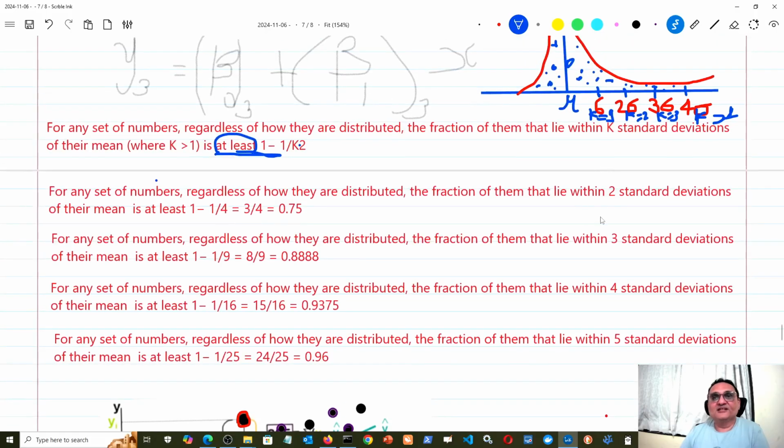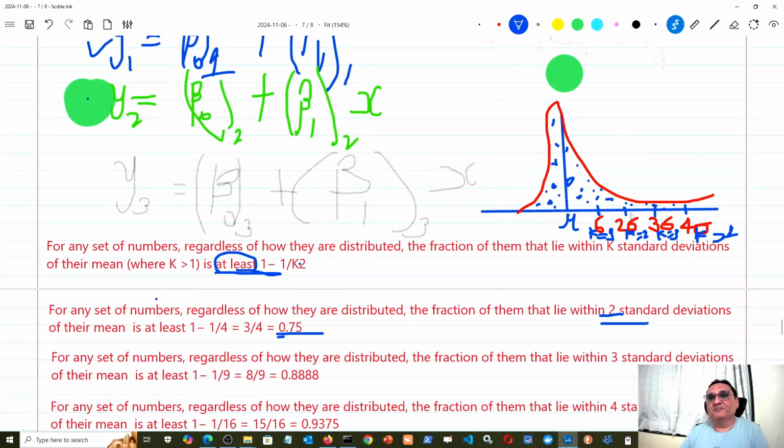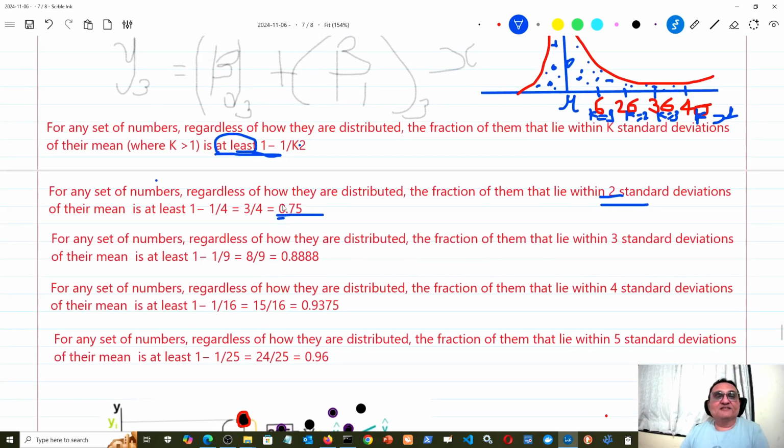For example, if someone asks what fraction will be enclosed within 2 standard deviation distance, then I will write that it is 1 minus 1 upon 2 square. So k is equal to 2 here, 2 square is 4. So 1 minus 1 by 4, that is 3 by 4, or 0.75. So you can say that the fraction of total data points which will be included in 2 standard deviation distance would be 75%. Of course, you have to remember that it is 2 standard deviations on this side also and this side also. That total region will accommodate 75% of data points.